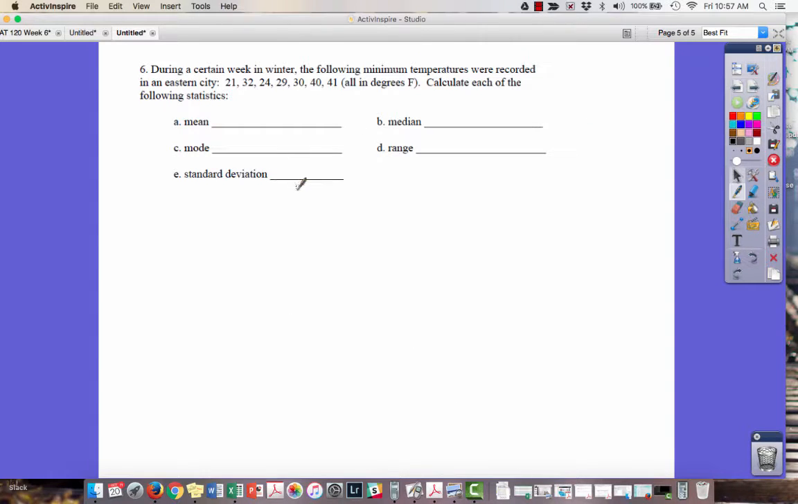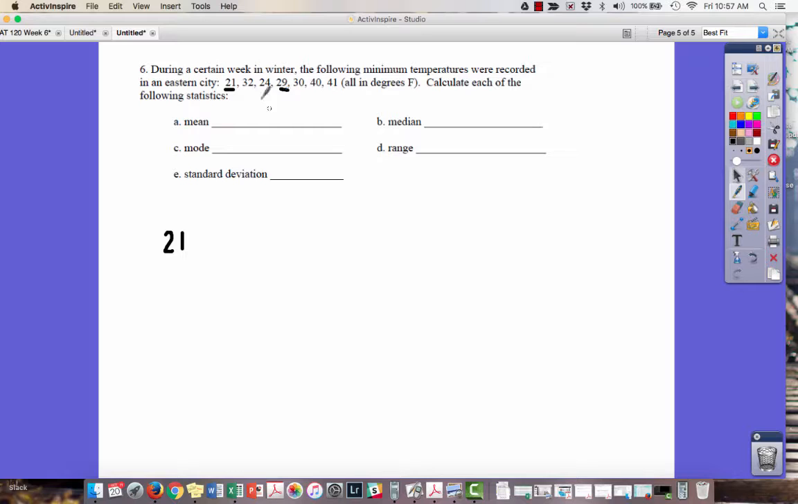Okay, this is where you're going to want to make sure that you take your time and you can have those printed notes. So first of all, we've got all these numbers and they're not in order. So I'm going to go ahead and just put them in order because that way I can use them for everything. So looking at this, it looks like 21 is my lowest number. So I'm going to write that one first.